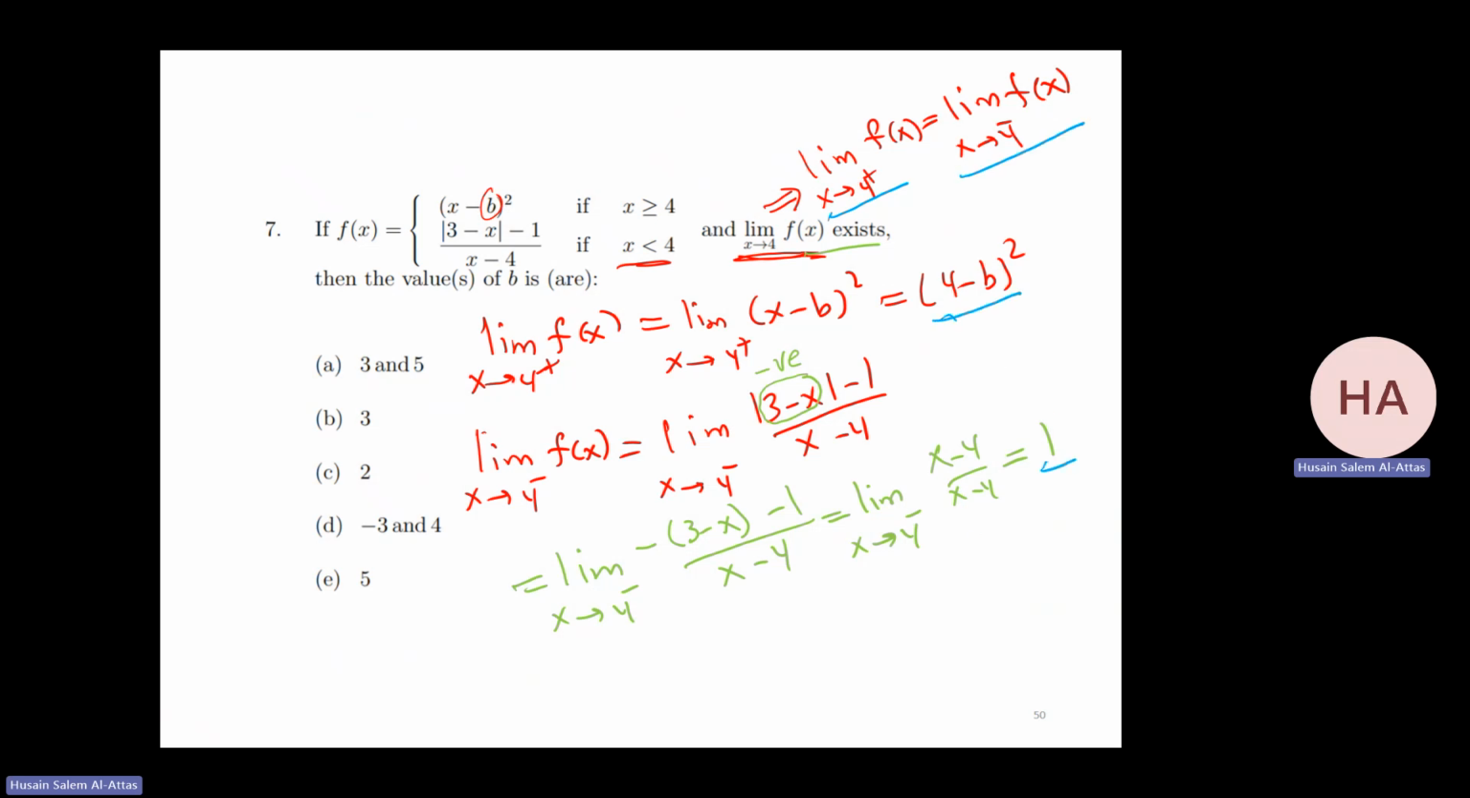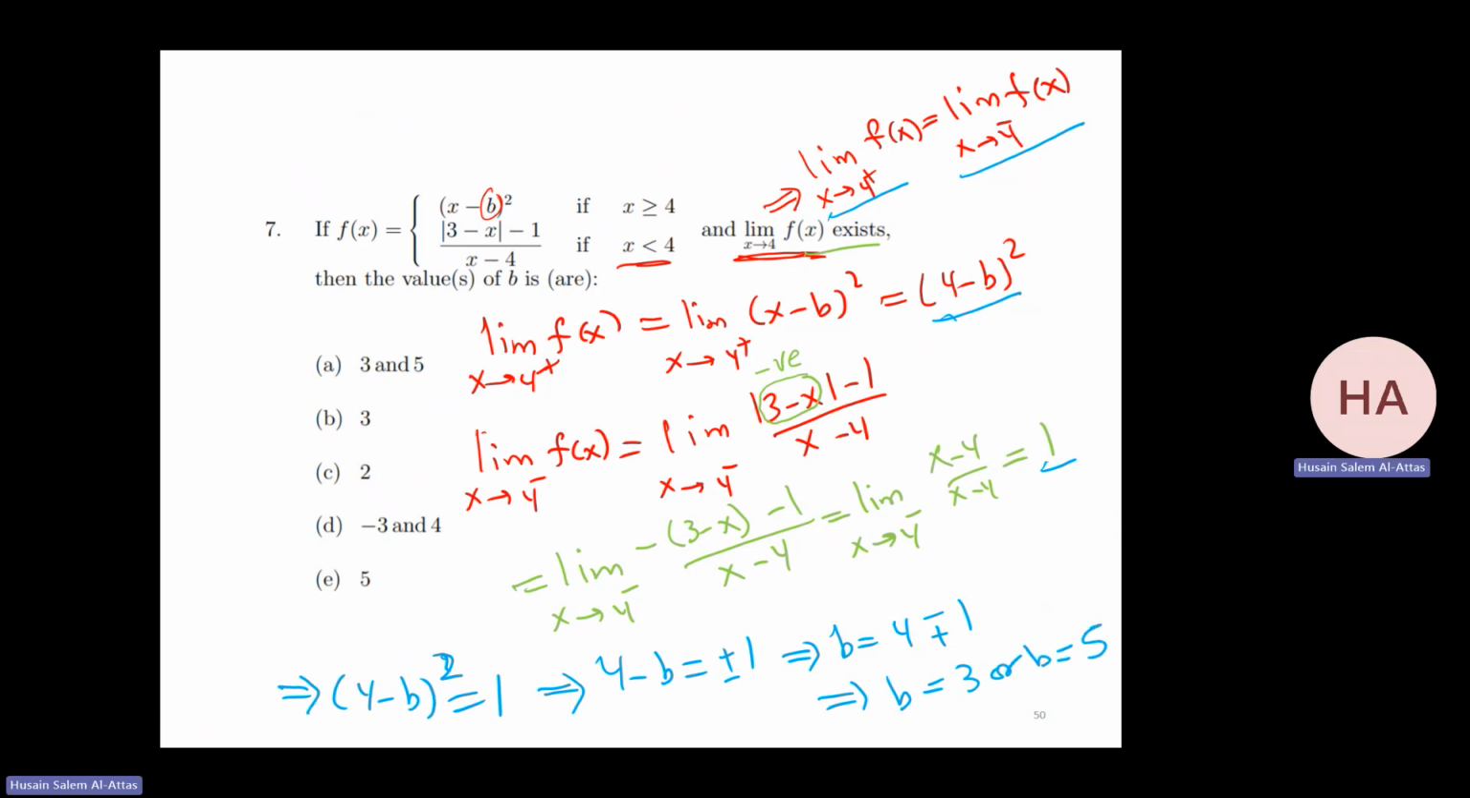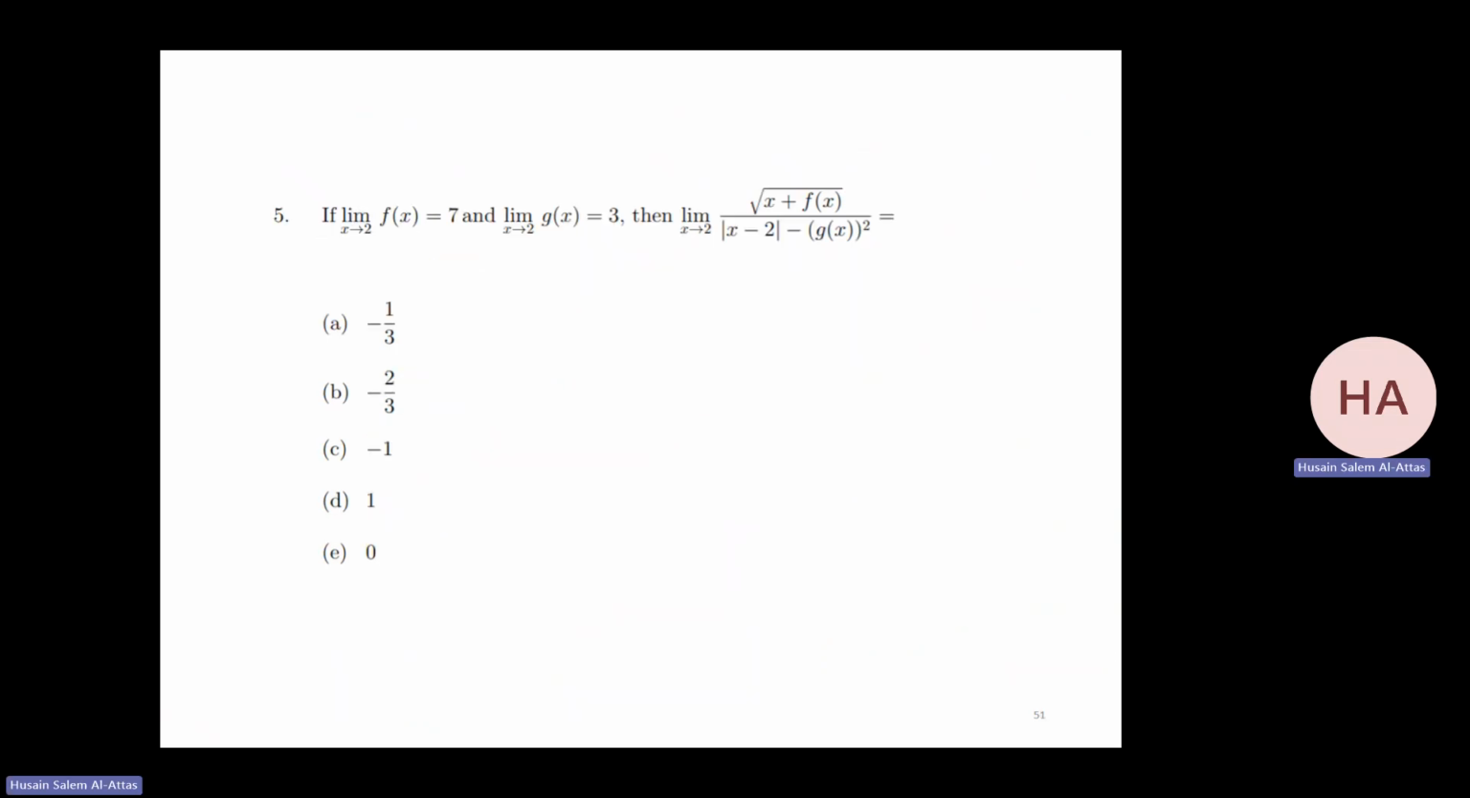Now I can find the value of b. So I have (4 minus b) squared equal to 1. Take the square root: 4 minus b equals plus or minus 1. So b equals 4 minus or plus 1. So b equals 3 or b equals 5, and these are our answers. Okay, 3 and 5.